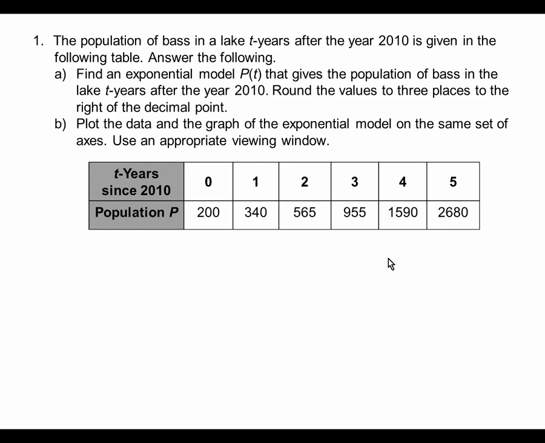Okay, some examples. Number one, the population of bass in a lake t years after the year 2010 is given in the following table. I want to answer the following. A, find an exponential model, P of t, that gives the population of bass in the lake t years after the year 2010. Round the values to 3 places to the right of the decimal point. And in question B, plot the data and the graph of the exponential model on the same set of axes. Use an appropriate viewing window.